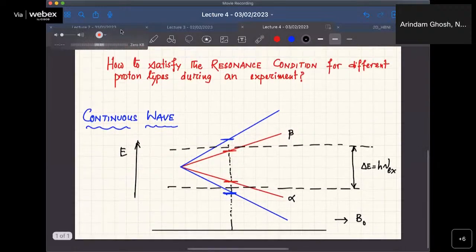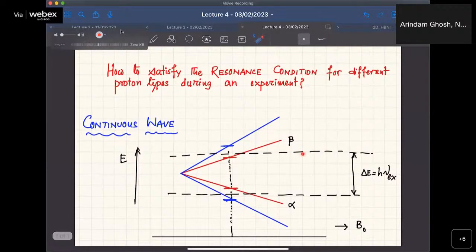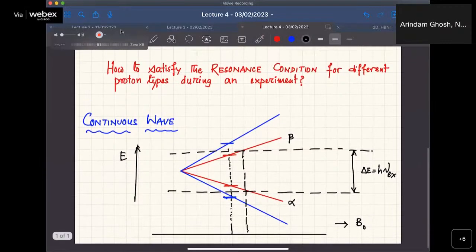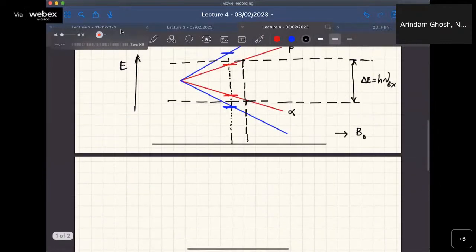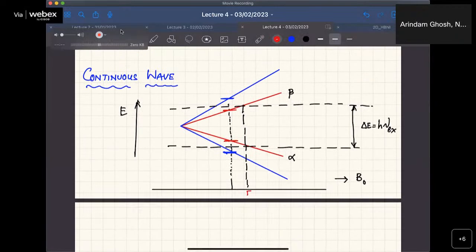Now, once this is happening, I can see that this particular energy will give me the exact resonance condition for this red line, when this B0 is like this, so this dotted line is matching with this particular level. So I have this B1, which is here, and this is actually for the red one. So this B0 is for this red one, and I can call it B0R for the red.